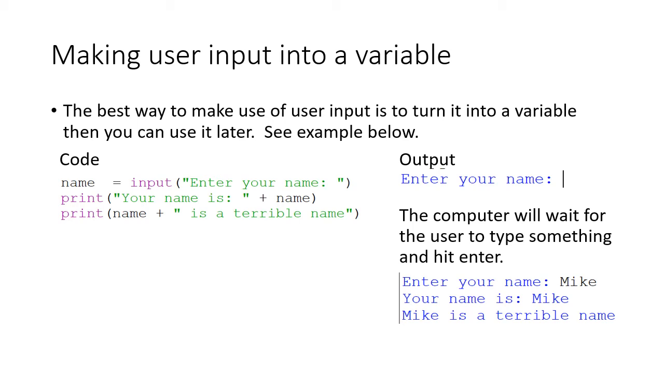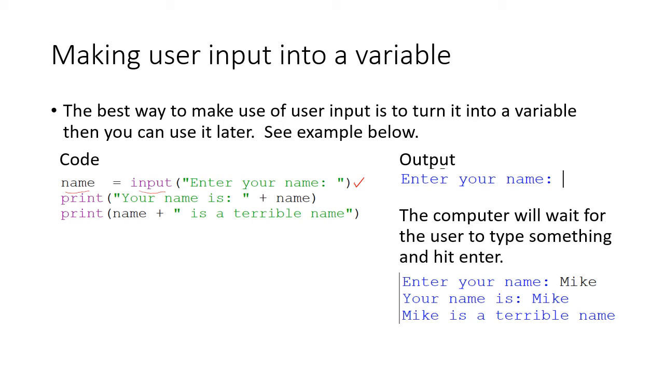Okay, so the best way to use user input is to turn it into a variable, so you can use whatever the user inputs later. This first line of code right here creates a variable called name, then takes the user input for whatever they typed in, and sets the name variable equal to that. So when we have input enter your name, it's printing off enter your name, waiting for the user to type something and hit enter. Then it moves on with the code.